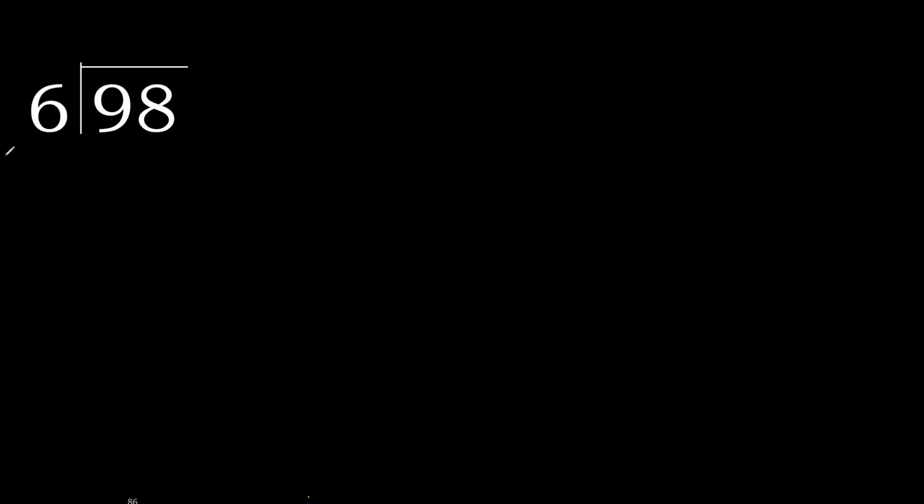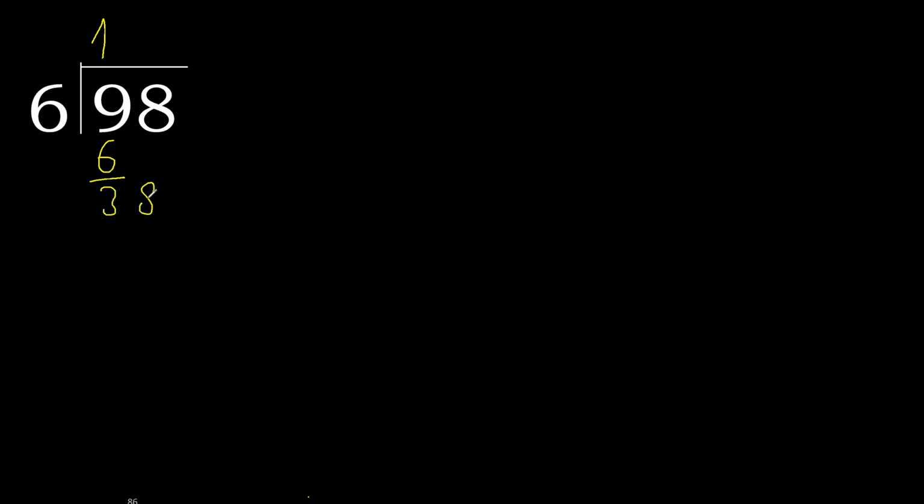98 divided by 6. 9 is not less than 6, therefore we take 9. 6 multiplied by which number is nearest to 9, but not greater? 6 multiplied by 2 is 12, which is greater. 6 multiplied by 1 is 6, okay, which is not greater. 9 minus 6 is 3.